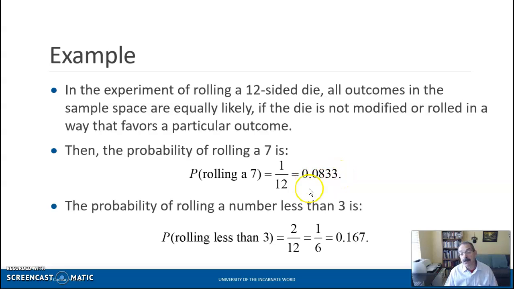Now, the probability of rolling a number less than 3: if you look at the sample space, less than 3, you have an outcome of 1 and an outcome of 2. Those are the only 2 outcomes. So now you have 2 outcomes in this event out of 12. This corresponds to a probability of 0.167.